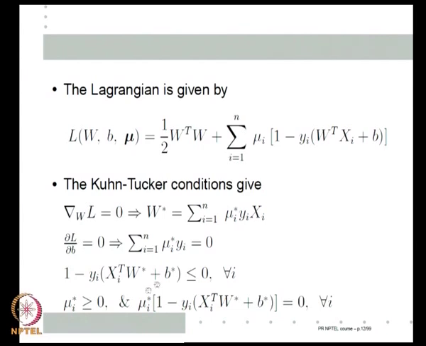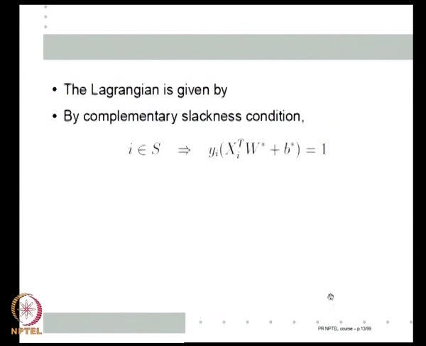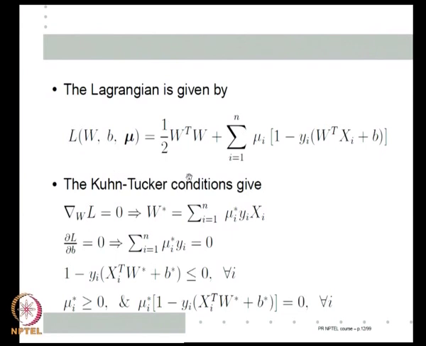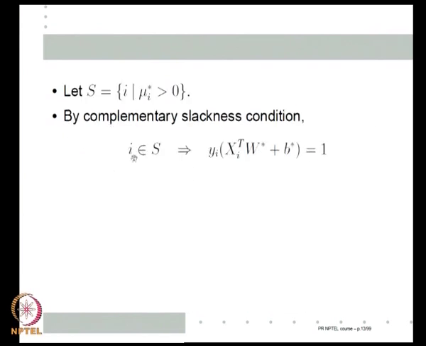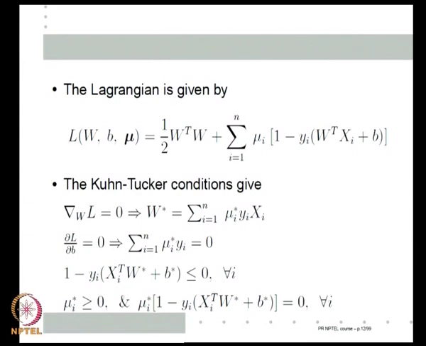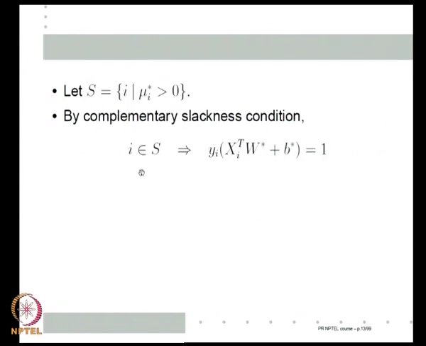Now, this complementary slackness gives us something very interesting, as we saw in the last class. Let us say S is the set of all indices for which the corresponding Lagrange multipliers are strictly positive. Lagrange multipliers have to be greater than or equal to 0; some of them might be 0, some of them might be strictly positive. Then complementary slackness says that if mu i is strictly greater than 0, then the constraint term has to be 0 because the product has to be 0. So, if i belongs to S, then y i into x i transpose w star plus b star equals 1. What does this mean?